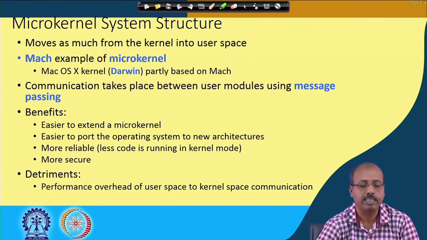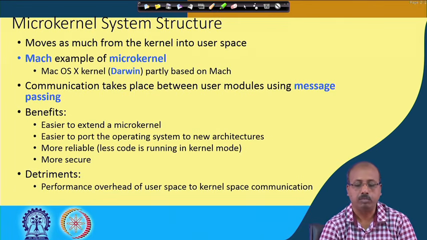Mach is an example of a microkernel. The Mac OS X kernel is partly based on Mach. Communication takes place between user modules using message passing. So, this simple message passing mechanism is used for communication between modules.